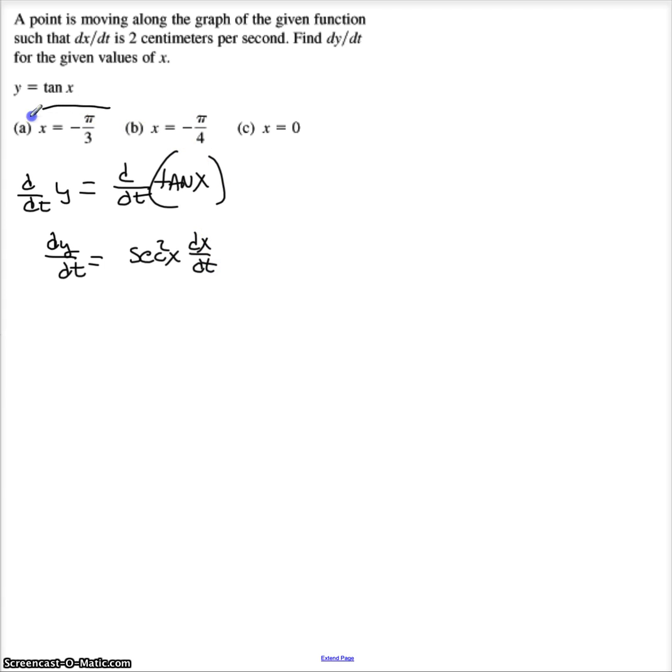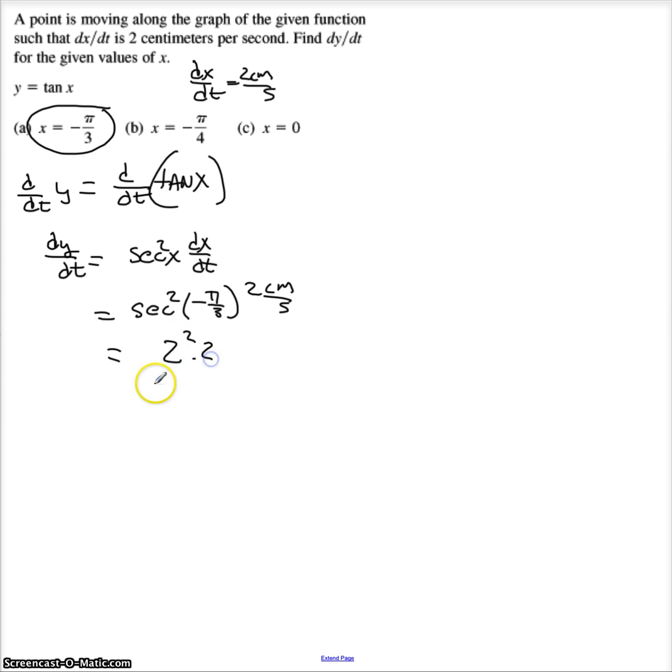Now, I know that x is negative pi over 3, and I also know that dx/dt is 2 centimeters per second. Do you see I'm including my units? It's essential you include your units. So I'm looking for dy/dt. So this is going to be secant squared. Now my x value is minus pi over 3, and dx/dt is 2 centimeters per second. So this becomes secant squared of minus pi over 3, which is 2 squared times 2, or 8 centimeters per second.